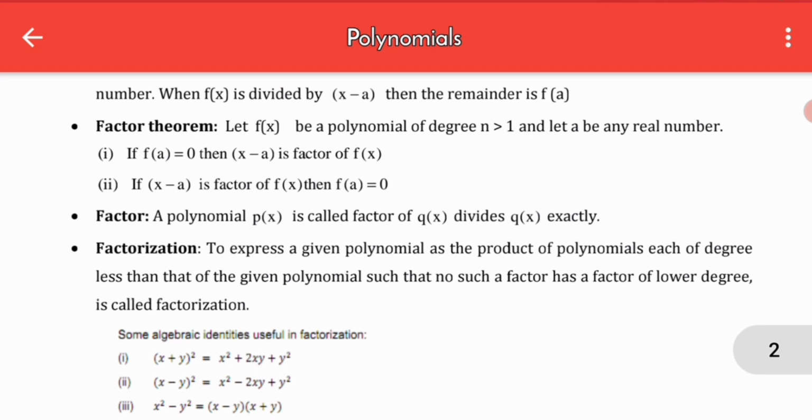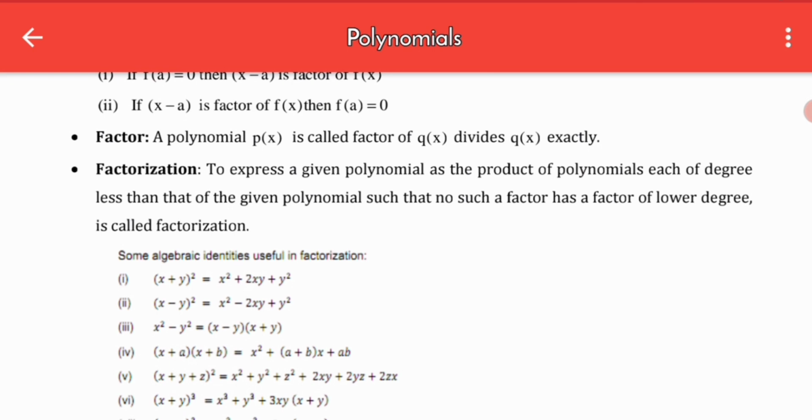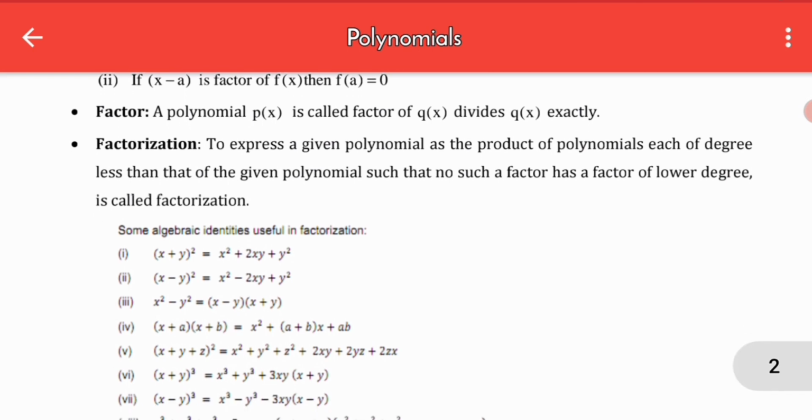Factor theorem. Let f(x) be a polynomial of degree n greater than or equal to 1 and let a be any real number. If f(a) equals 0, then (x minus a) is a factor of f(x). If (x minus a) is a factor of f(x), then f(a) equals 0. Factor. A polynomial p(x) is called a factor of q(x) if p(x) divides q(x) exactly.